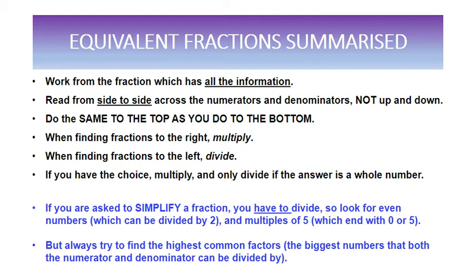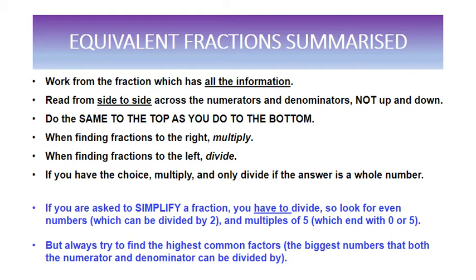So here's a quick summary of the main steps that we need to take when we're working with equivalent fractions. First of all, always work from the fraction which has all the information, in other words, both numerator and denominator. Remember to read from side to side across the numerators and denominators, not up and down. Always do the same to the top as we do to the bottom. When we're finding fractions to the right, we need to multiply. When we're finding fractions to the left, we need to divide. But if we have the choice, always multiply. And if you have to divide, only do that if the answer is a whole number and not a decimal.